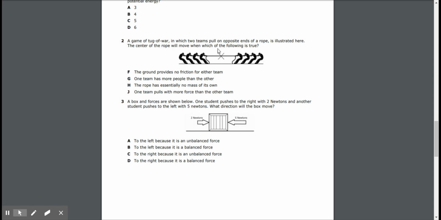So it gives us the picture. F. The ground provides no friction for either team. G. One team has more people than the other. H. The rope has essentially no mass of its own. Or J. One team pulls with more force than the other team.